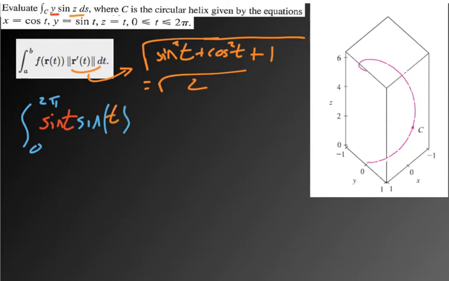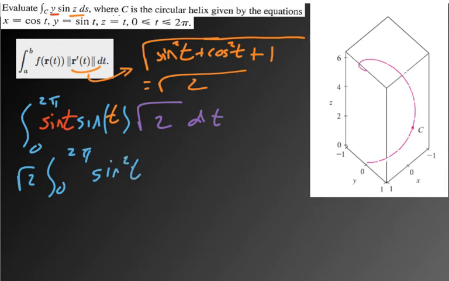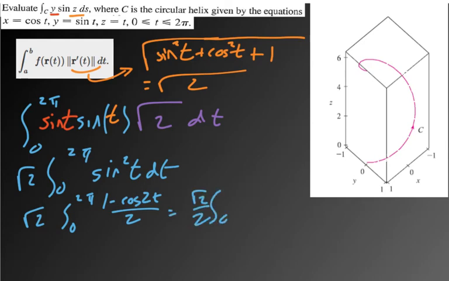And then we're going to multiply it by the magnitude of r prime, which is root 2, and then dt. If you simplify this, you can take the square root of 2 out. Then we've got sine squared t dt. For these sine squared integrals, I would always just use the trig identity. This is the same as (1 minus cosine 2t) over 2. Then you could take a half out: root 2 over 2, integral from 0 to 2 pi of 1 minus cosine 2t dt. I dropped the dt over here.